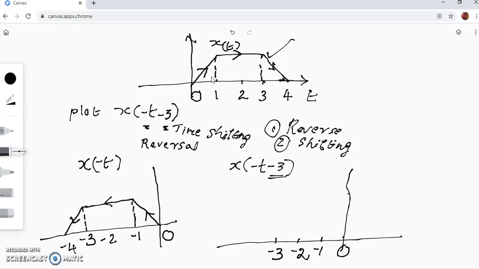So it has to be delayed by -3 here. Then again there will not be any change in the shape of the signal. Signal will be having the same shape. -3 to -4 there is a slope. Then -5 is here. Till -6 it is having a slope, and it will end at -7. So this is your signal x of -t -3.